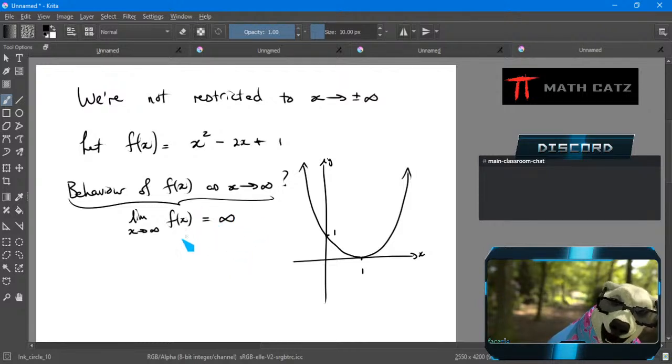So I'm indicating behavior. It's not a number because it doesn't stabilize to a horizontal asymptote, right? So not a big deal. That's one question though. But we could ask other questions.